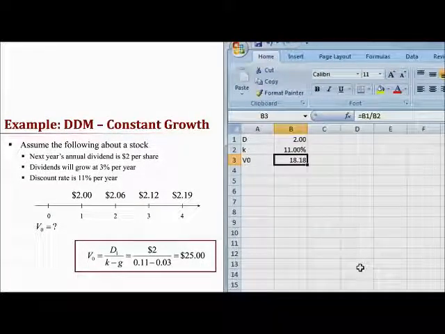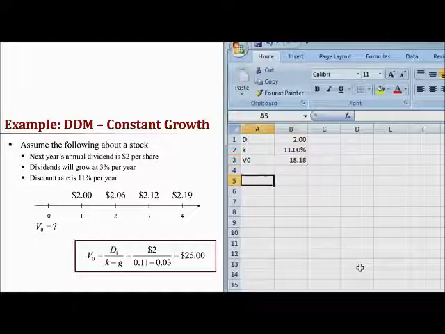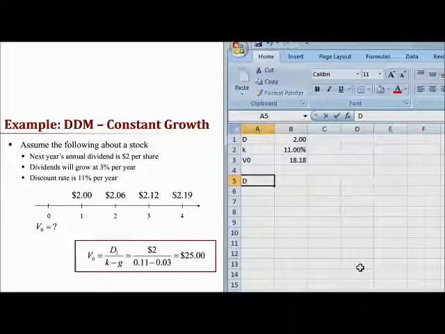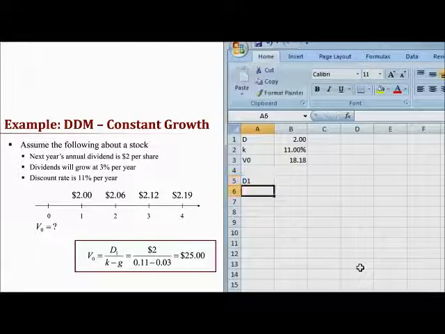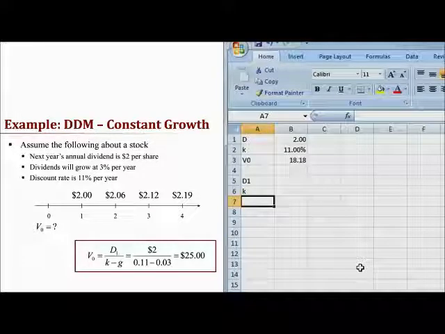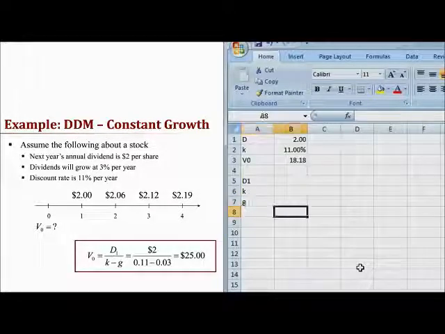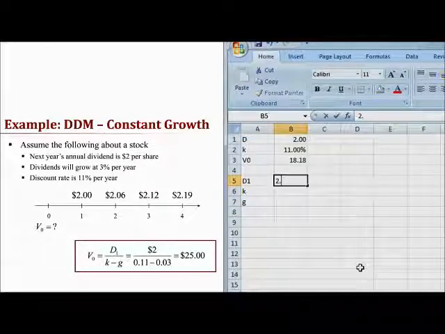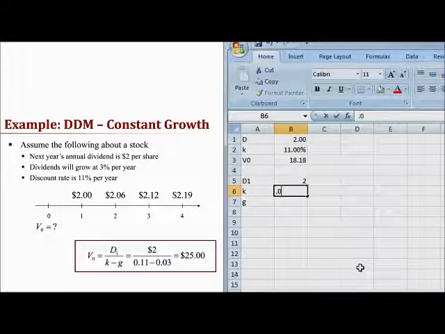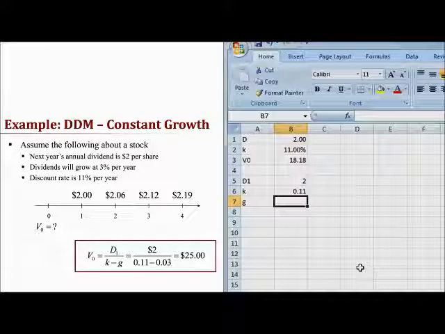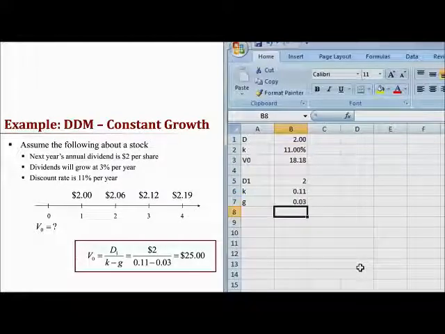Now let's modify the spreadsheet that we had for the constant dividend and model, using Microsoft Excel, the constant growth dividend model. So again, we'll start out by entering in the cell labels, the dividend to be received a year from now, the discount rate, and now we need a growth rate as well. So the dividend to be received a year from now is $2, the discount rate is 11%, and the growth rate that we're going to assume is 3%.